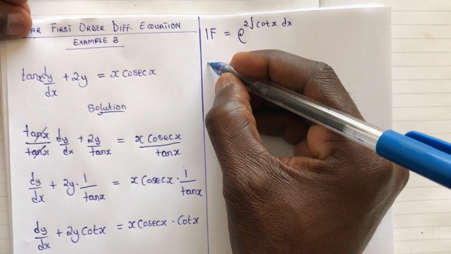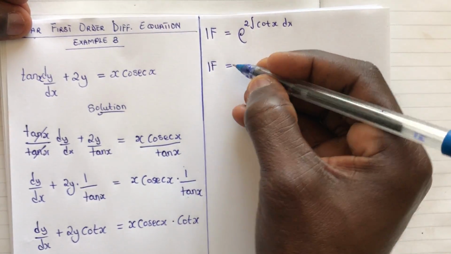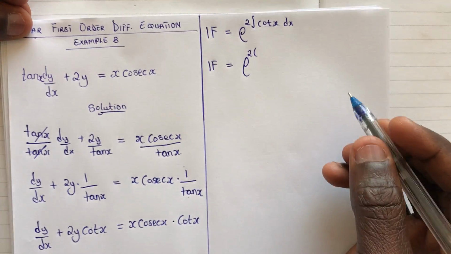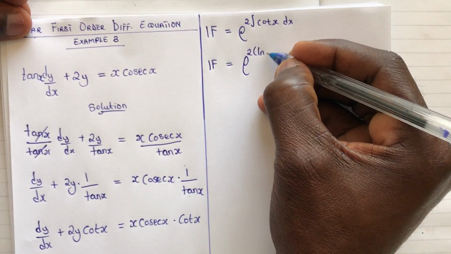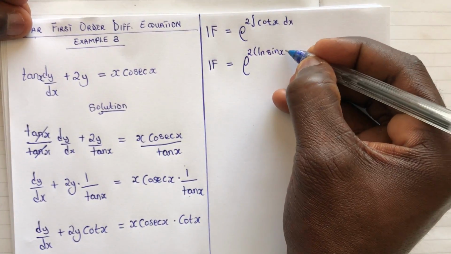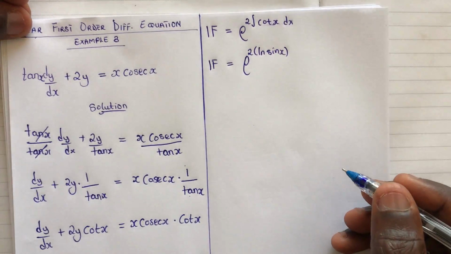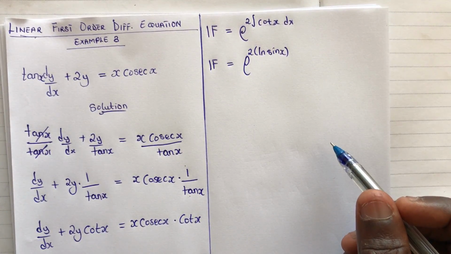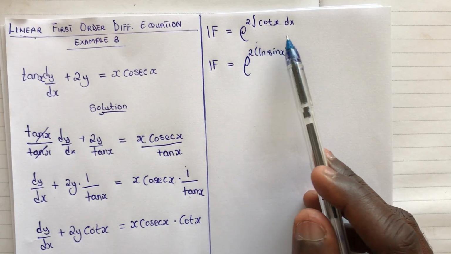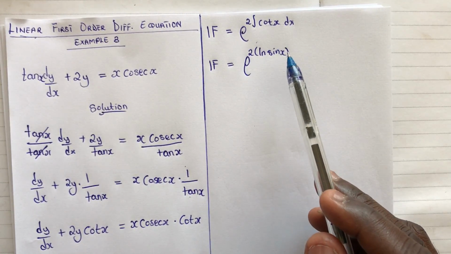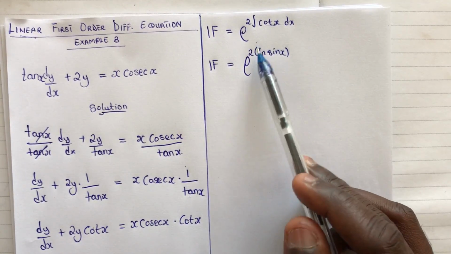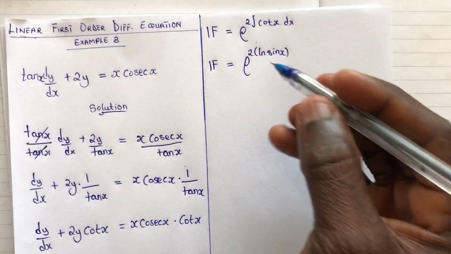So the integral of cot x, IF is equal to e to the power of 2. Now when I integrate cot x, the result is ln sine x, natural log of sine x. So you need to learn how to integrate trig functions. Okay, so you can locate my video in the acronym playlist, integrating trig identities. You see this one there. So we can move on.